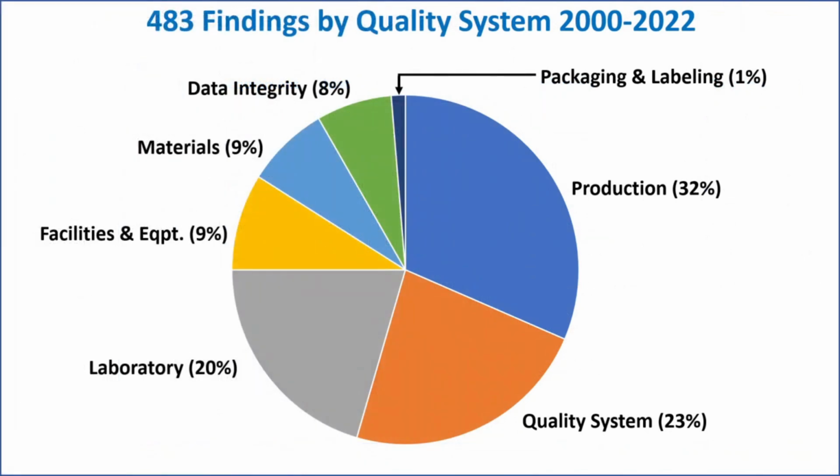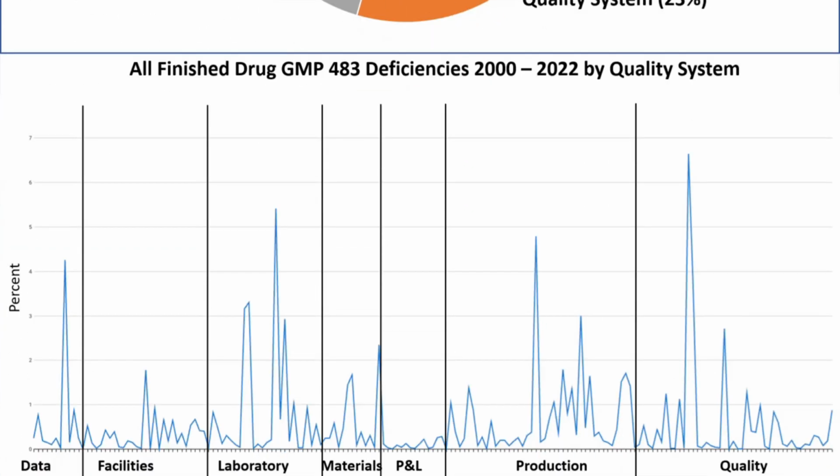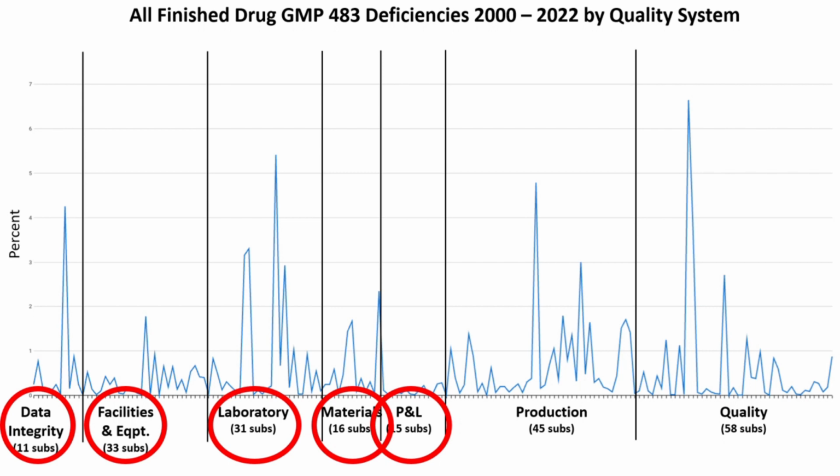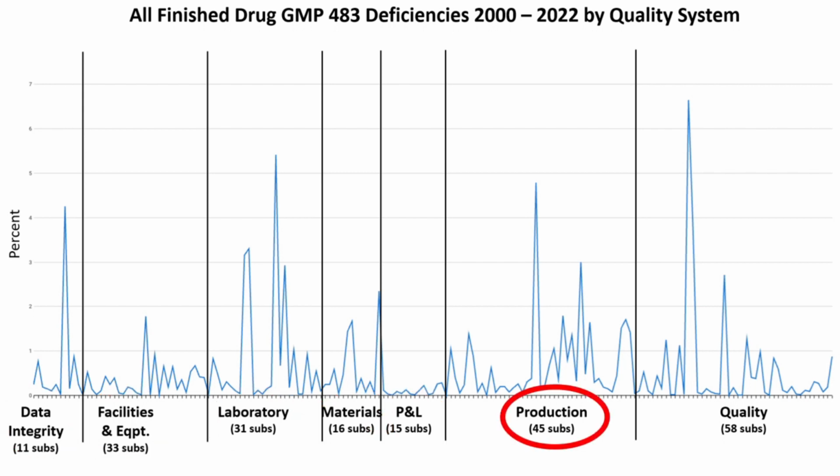Looking at a high level, just by quality system, our model shows where the deficiencies map based on over 10,000 483s issued since 2000. And here is a detailed look that shows the frequency of each finding by quality system and subsystem, which we examine in the rest of the series. After the introductory video, the next 5 examine the data integrity, facilities and equipment, laboratory, materials, and packaging and labeling systems. This time, we examine the production system.